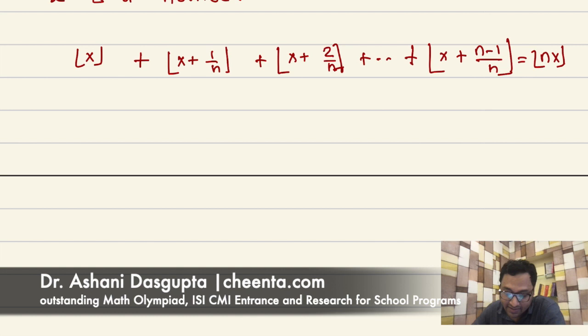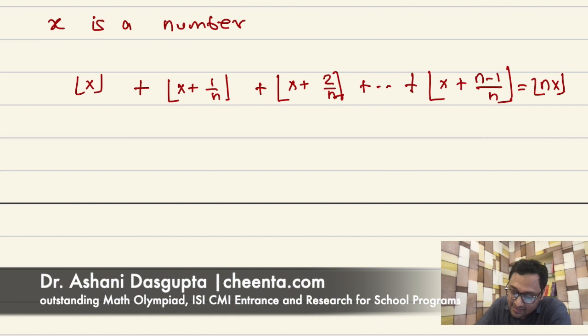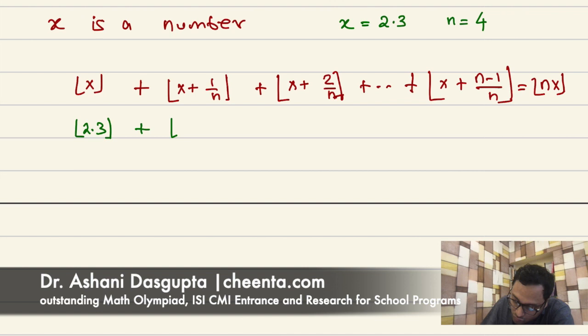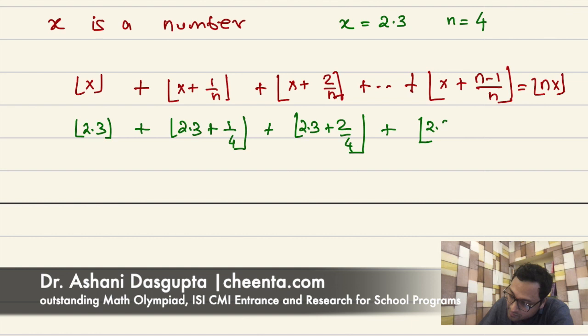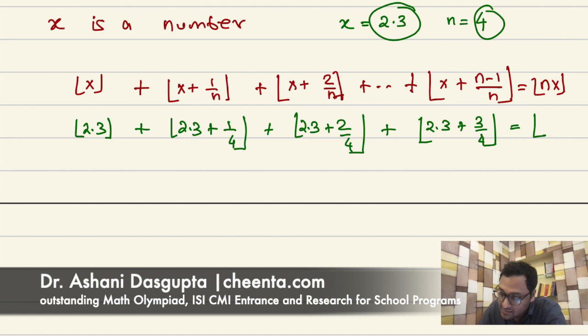And you can check this. Let's say x is 2.3 and n is, suppose, 4. Then you can check the integer part of 2.3 plus the integer part of 2.3 plus 1 over 4 plus the integer part of 2.3 plus 2 over 4 plus the integer part of 2.3 plus 3 over 4, and we stop there, is equal to the integer part of 4 times 2.3. 4 times 2.3 is 9.2. Right? So the right hand side is, of course, 9. The integer part of 9.2 is 9.